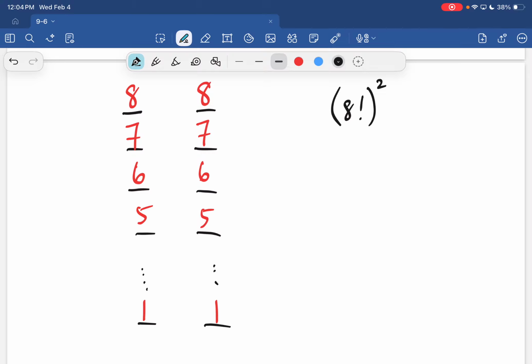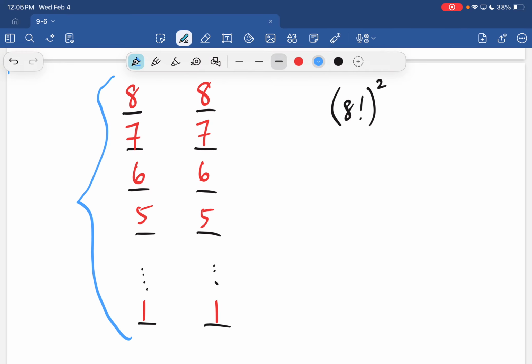But how much are we overcounting by? What factor? 8 factorial. Yes, 8 factorial. We're overcounting by a factor of 8 factorial because there are 8 factorial ways to order the pairs once they've already been paired up, and those orderings are not unique.